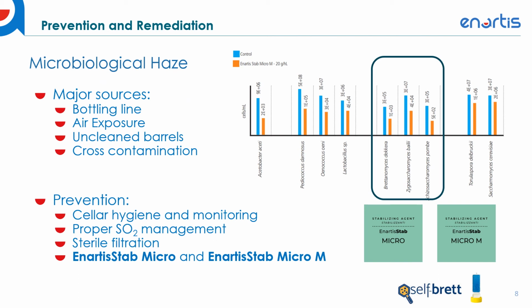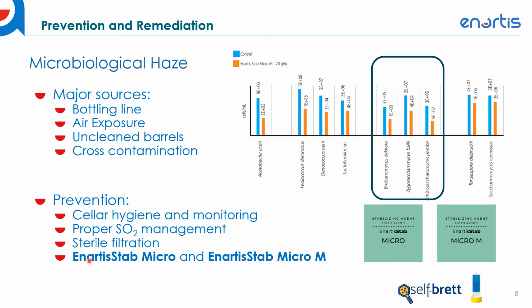For microbiological hazes, the main sources of these hazes and organisms are going to be the bottling line with Zygosaccharomyces, air exposure, where you're seeing a lot of your Acetobacter and Gluconobacter, unclean barrels, and any sort of cross-contamination as well. And the best prevention for reducing microbiological hazes is to make sure that you have a clean cellar and a good monitoring system as well. Proper SO2 management, sterile filtration at the bottling line, and you also have some other tools such as Enartis Stab Micro and Enartis Stab Micro M.